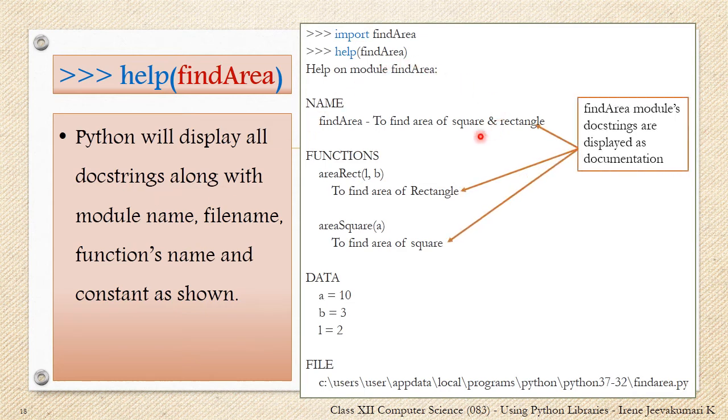Here the first docstring is to find area of square and rectangle, which is available for the entire module. The second docstring is to find area of rectangle, which is available under the function area rect. The third docstring is to find area of square, which is available under the function area square. So these three docstrings are displayed as documentation here.